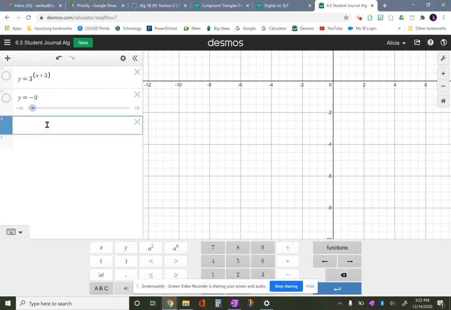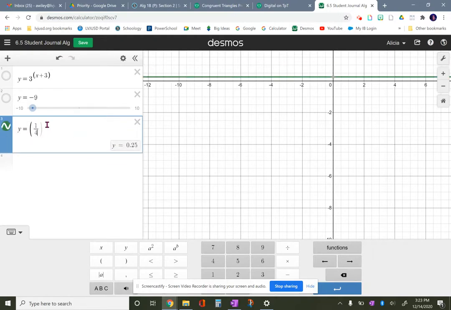So I'm going to put in y equals the left-hand side of the equation. You do parentheses, 1/4. You could also write 0.25. If you do your parenthesis right here, you see that it puts it at the bottom there. That's not what I want. I want to go to the outside of this parenthesis, so I can just move my cursor, or I can just do like left arrow.